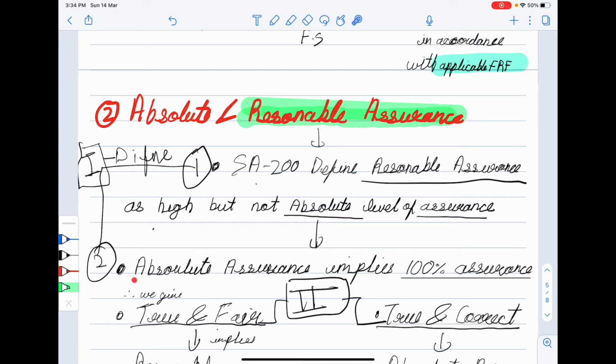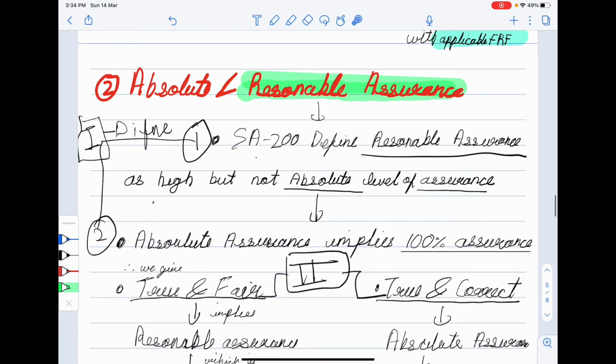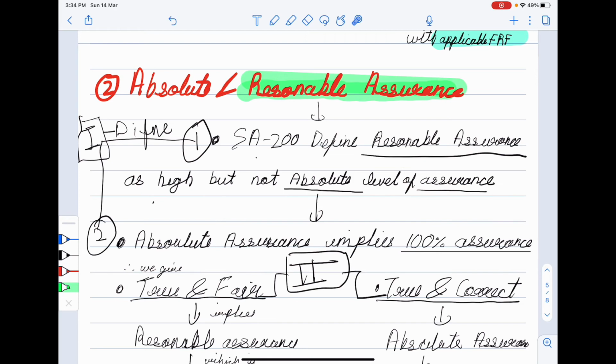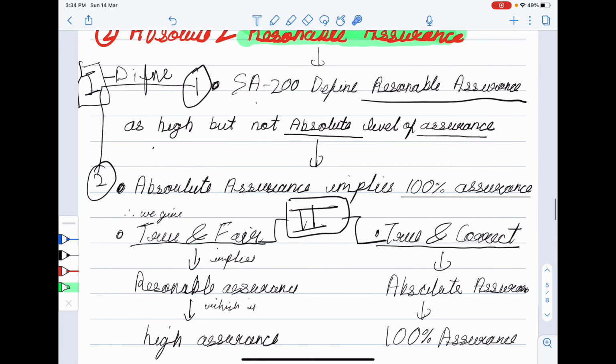Absolute assurance implies 100% assurance. Like we would say that this financial statement is 100% true and correct. But in reasonable assurance we say no, the financial statement is true and fair. We have a high level of assurance, not 100%. We can't guarantee 100%.